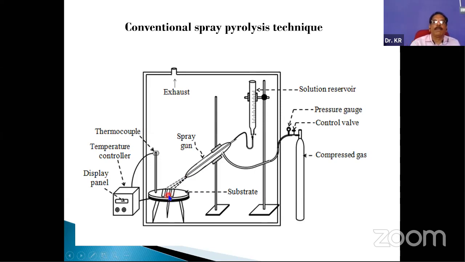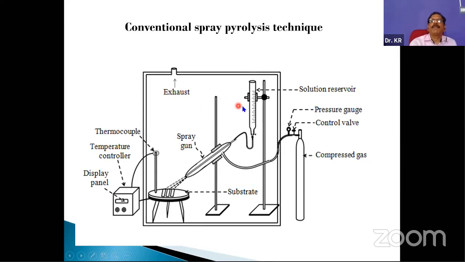The substrates are maintained at an elevated temperature, nearly 400 to 500 degrees centigrade. When the sprayed droplets reach the surface of the substrate, pyrolytic decomposition, that is pyrolytic reaction, takes place, and thin films are formed on the surface of the substrates.